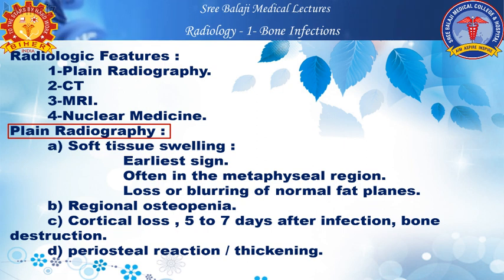Then features start appearing in the metaphysis, earlier as an osteopenic area. Then it progresses onto an abscess and extends onto the cortex surface. The osteopenia stage will appear in about 3 to 5 days, whereas the cortical changes and the periosteal reaction will occur only after about 7 days.